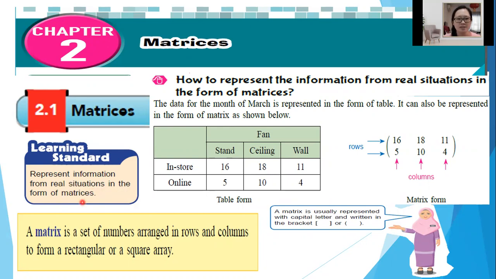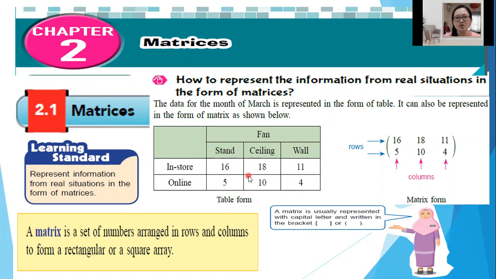So what is a matrix? A matrix is a set of numbers arranged in rows and columns to form a rectangular or a square array. For your information, a matrix is usually represented with a capital letter and written in brackets. So always make sure that when we write down the matrix, it must have the brackets. Let's look at this example.